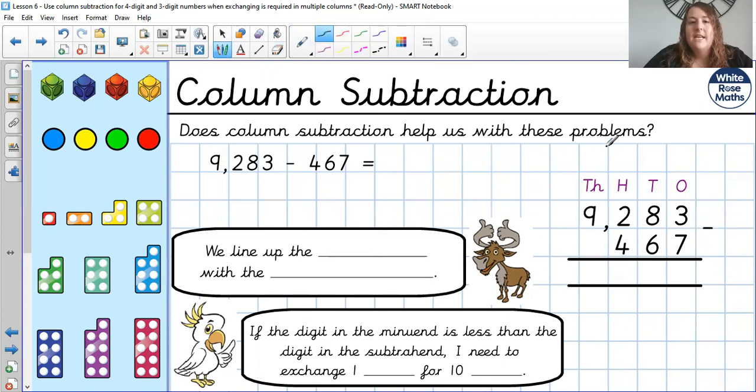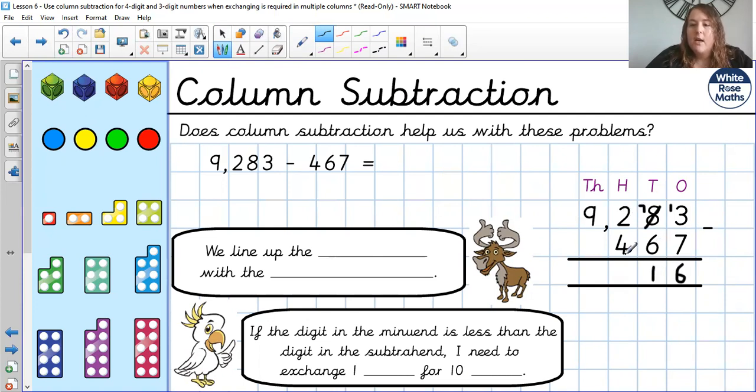I have 3, take away 7, and I can't do that. So I'm going to need to exchange, cross out my 8 and leave a 7 and pop 1 here. So I've now got 13 ones, take away 7. So start with 7, 8, 9, 10, 11, 12, 13, leaves me with 6. Okay, 7 take away 6, I can do is 1.